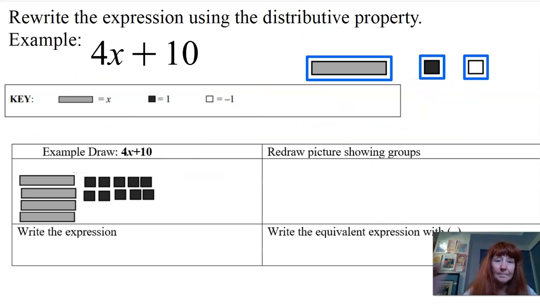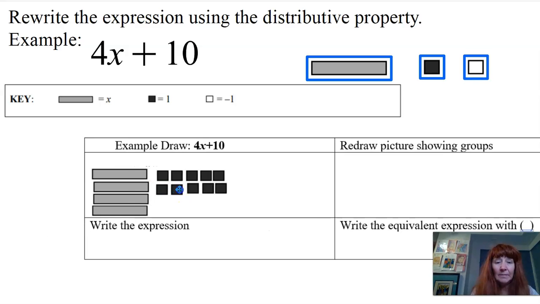Okay. I've got one example and one OYO. So here's my example. It's 4x plus 10. Now, I already drew this for you, right? So I put it like right here.